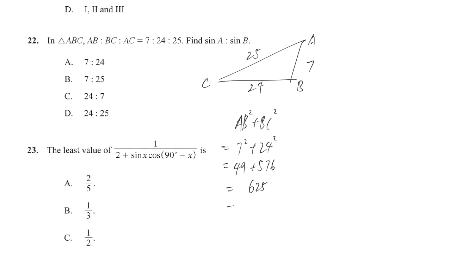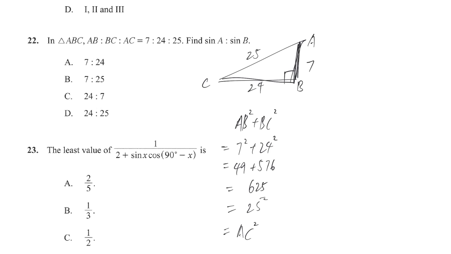And this is equal to 25 squared. That means equal to AC squared. With this combination, you know that basically it should be a right angle triangle. That's why you can get side ratio directly, if you know that it is a right angle triangle. But of course, it depends on the experience that you have. If you realize that 7, 24, and 25 are a combination for a right angle triangle.